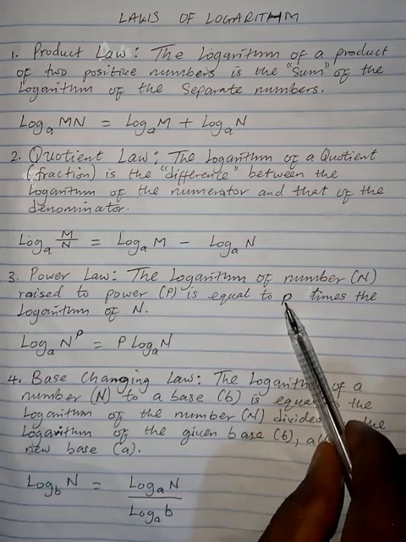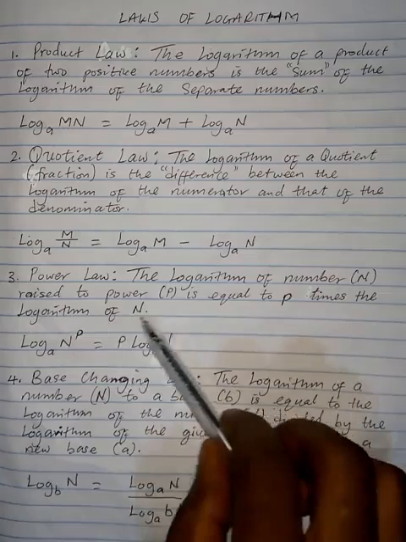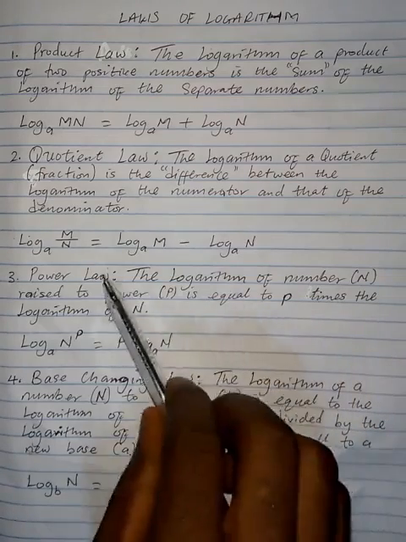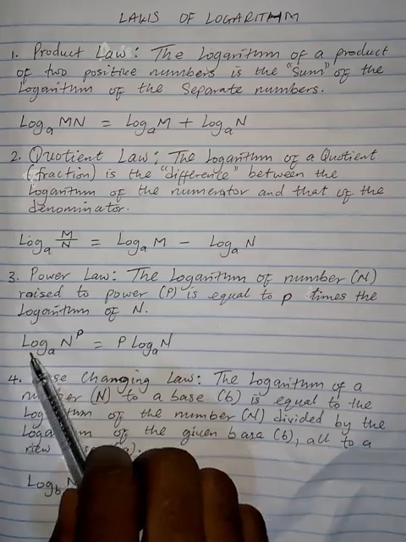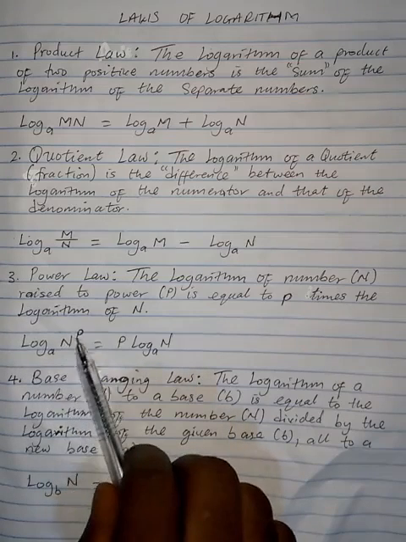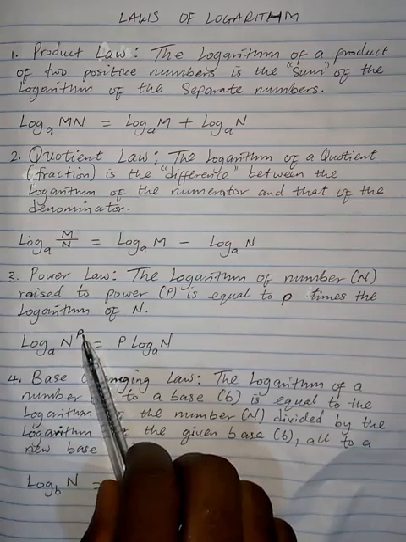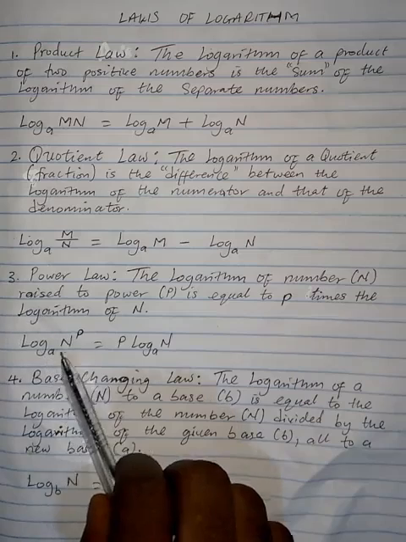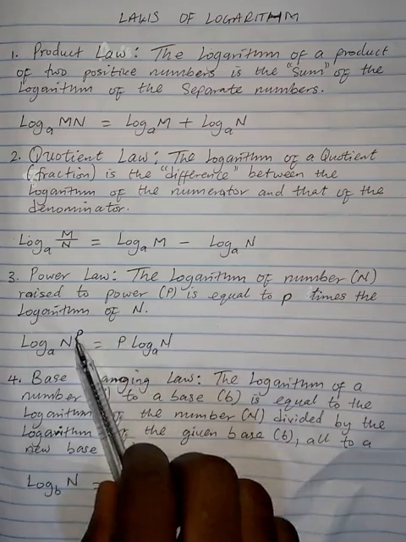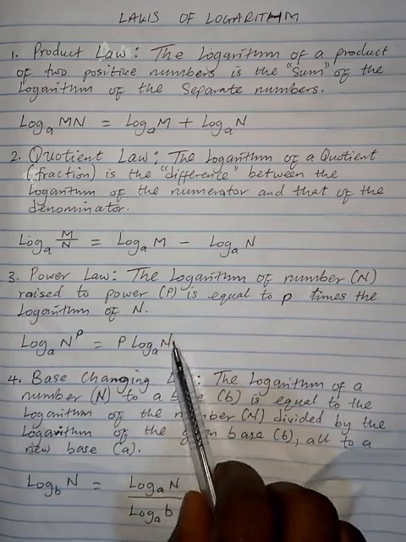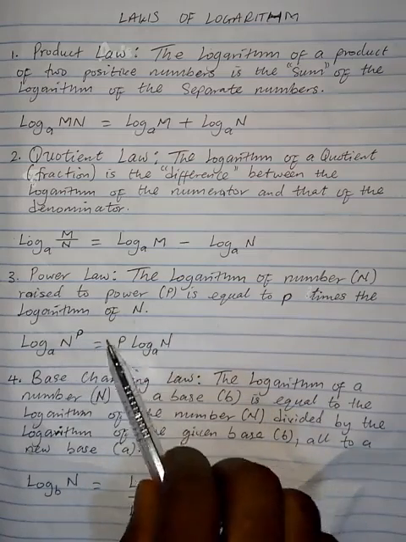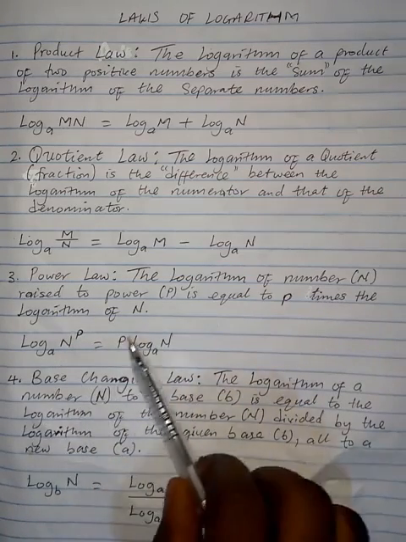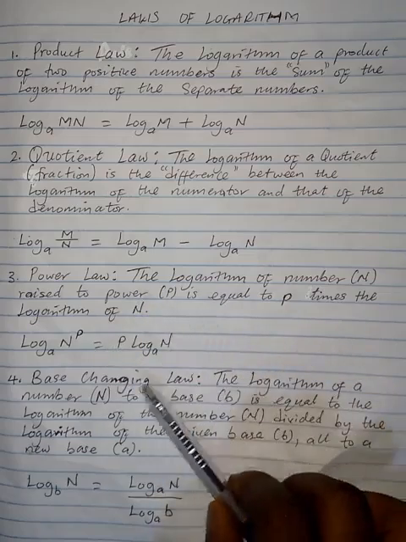Now the power law says that the logarithm of a number n raised to the power of p is equal to p times the logarithm. That means the power multiplies the logarithm of the number. So if you have the logarithm of n to the power of p to base a, it is the same thing as p multiplied by the logarithm of n to base a. The only thing there is that the power multiplies the logarithm. Now I have to explain the laws.